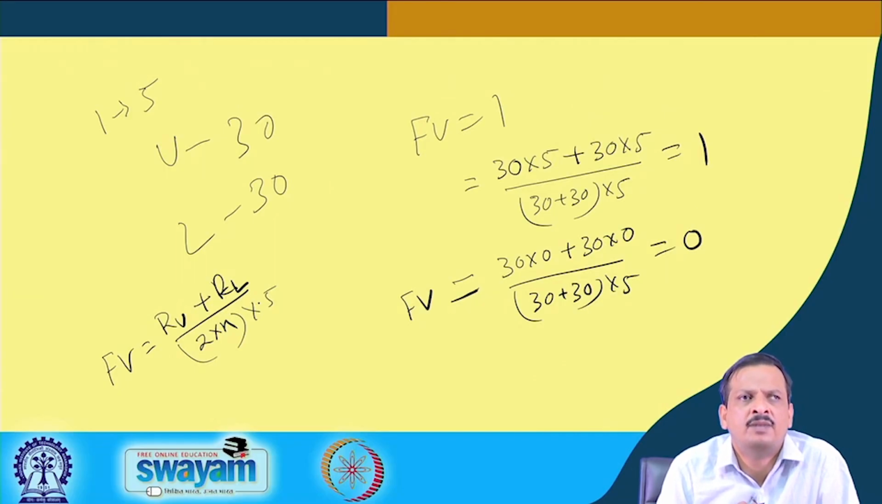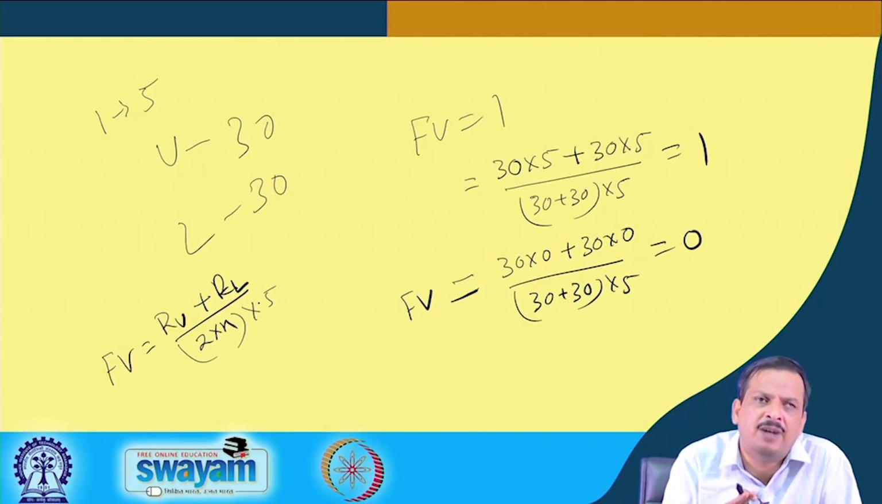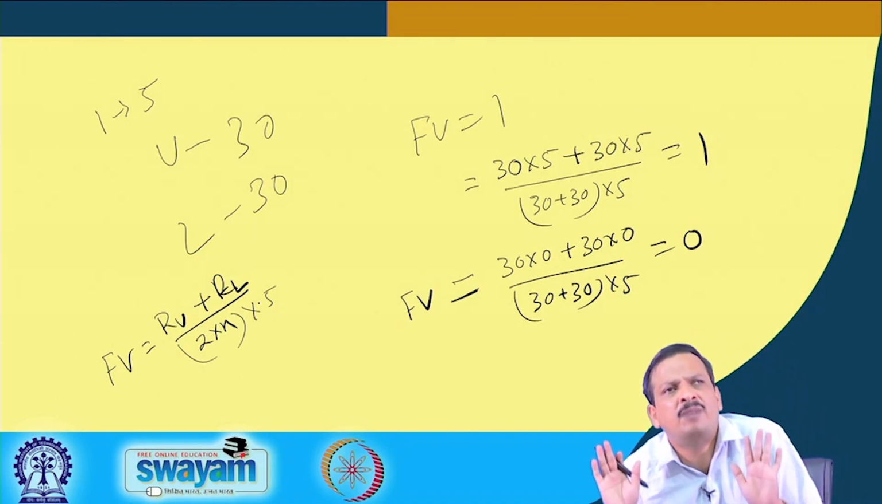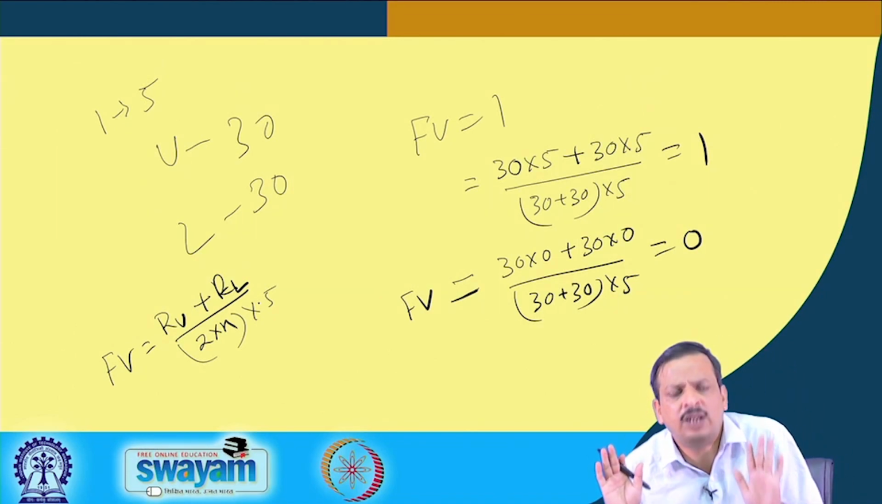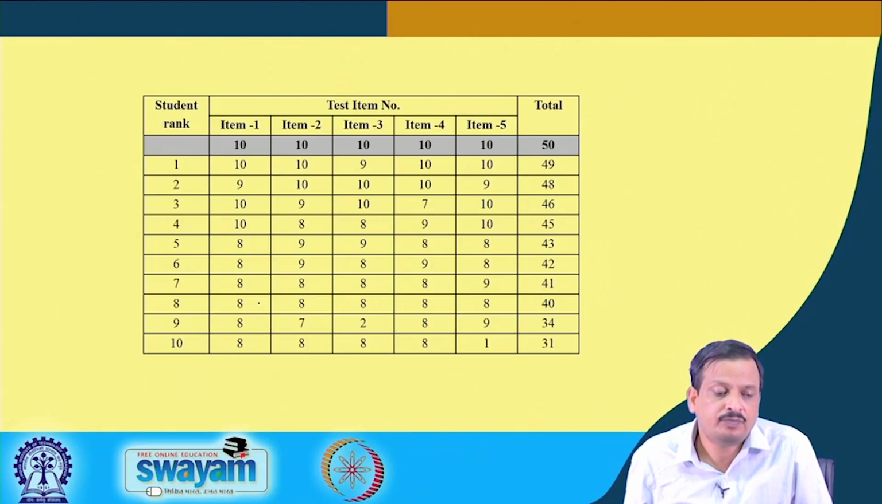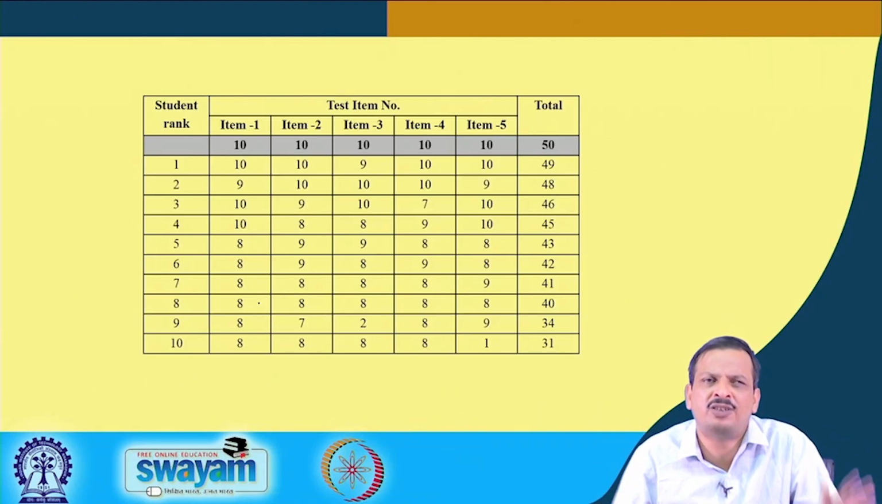Is that clear? So, facilitation value will be calculated as marks obtained by lower group plus marks obtained by upper group divided by the total group size into test item marks. Okay. So, let us take an example. I will come to multiple choice questions later on.